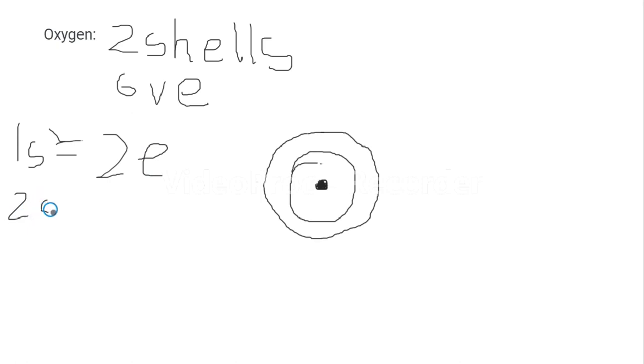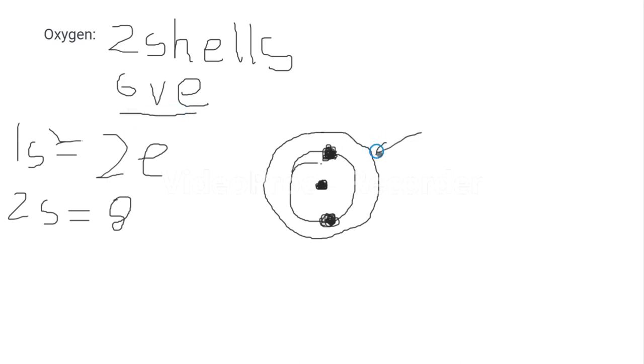The second shell has the maximum capacity of 8 electrons. So here we have only 2 shells. We will draw the first electron over here, that indicates the first electron in the first shell. This is the second electron. You can draw it however you want, here or here. So we have 6 valence electrons.